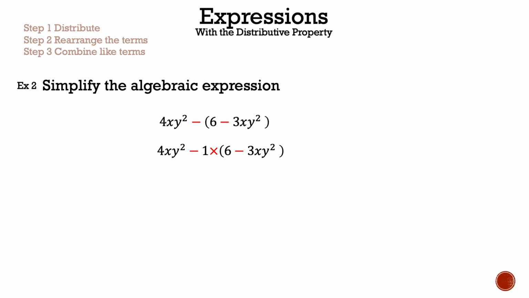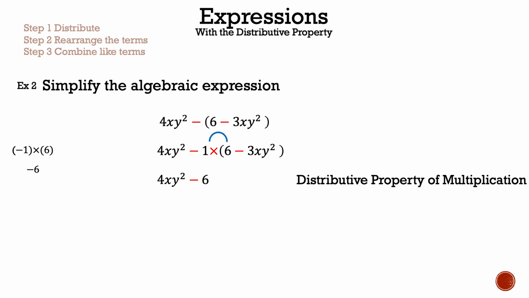And before we get started doing that, we're going to drop the 4xy squared. And now we can distribute that minus 1, or the negative 1, to the first term. That is positive 6. So we have negative 1 times the 6, which gives us negative 6. Now we can distribute it to the next term, which is negative 3xy squared. And we have a negative times a negative.